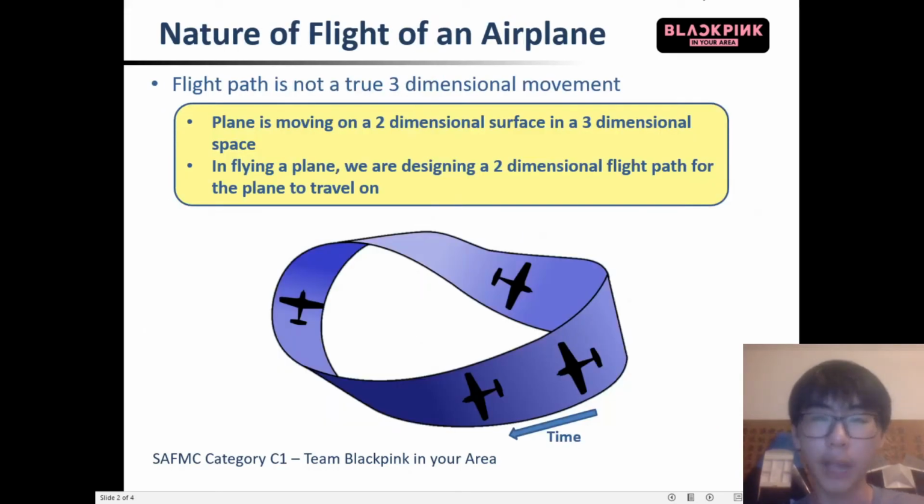Actually, the flight path is not a true 3-dimensional movement. The plane is moving on a two-dimensional surface in a three-dimensional space. In flying a plane, we are designing a two-dimensional flight path for the plane to travel on.